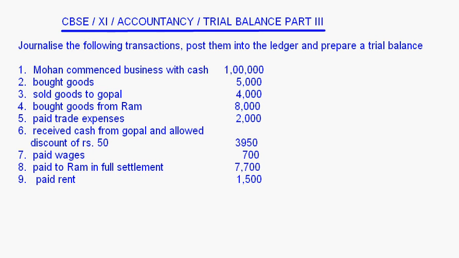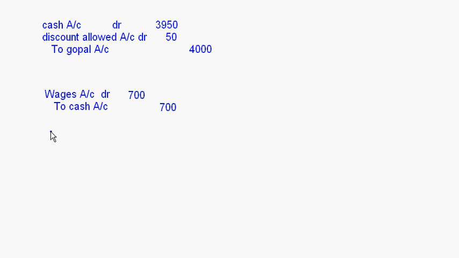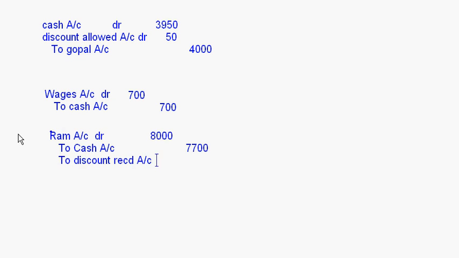Then you have paid to Ram in full settlement 7,700. The amount that had to be paid to Ram was 8,000. Now we are paying 7,700, means discount received is 300, right? So the journal entry for this will be like this. Ram account will be debited with the whole amount, that is 8,000, fine. To cash we are paying 7,700, so that will come, and the remaining is discount received, to discount received account, that is 300, right?